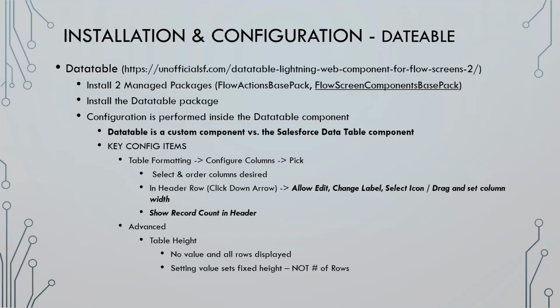Once you configure, I'll just go into some details how to go in and configure, but what it does is you can select the columns that you want to allow to edit. You can change the label names. You can add icons to the columns. You can drag and rearrange the data however you want. Set the width, and you can also keep track of how many records you actually have available to you in the record. So in the case you have a large table of information and you're scrolling through it, you could see how many records you have in there, right at the top.